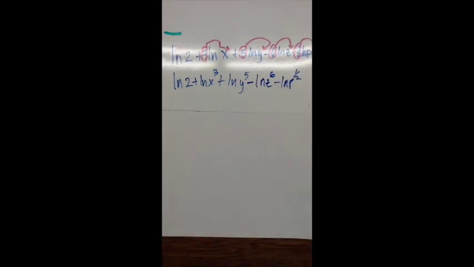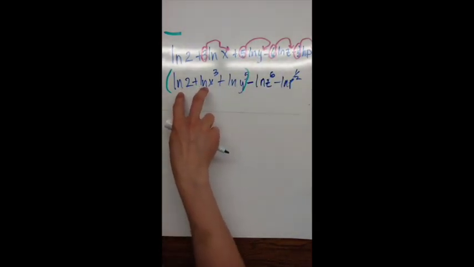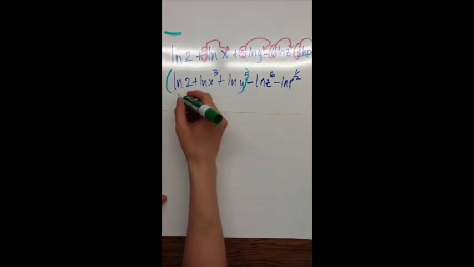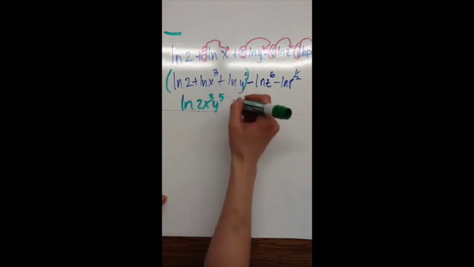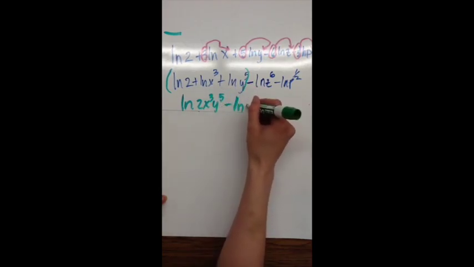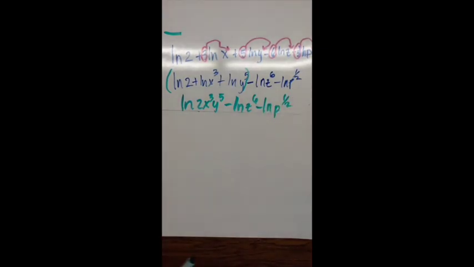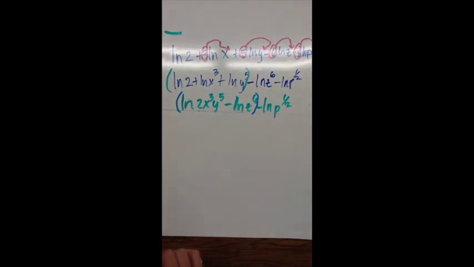Okay. So what I'm going to do here is I'm going to take a look at all three of these together. So all three of these are being added, which means I can condense it into one natural log and multiply in with the ofs. So I'm going to have the natural log of 2x cubed y to the 5th. But I still have this minus natural log z to the 6th minus natural log p to the 1/2. Okay, so I'm first going to take a look at this, and then I'm going to take that into consideration.